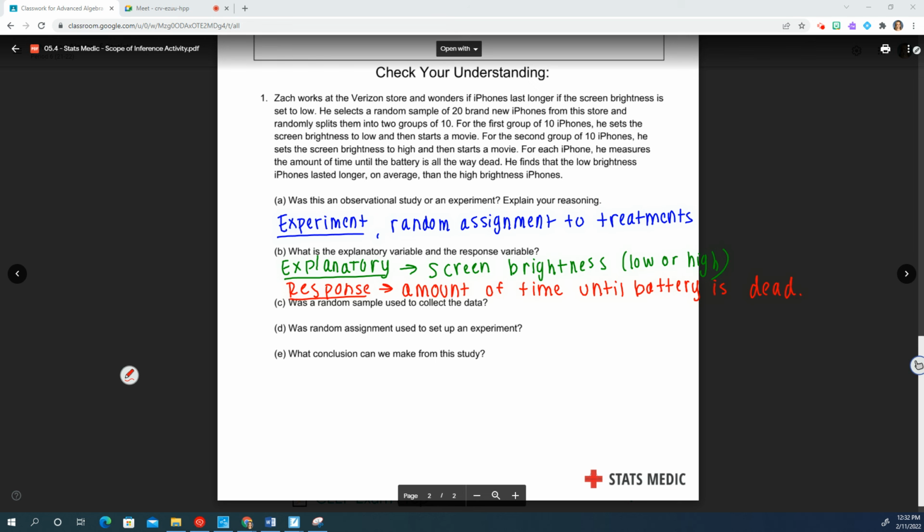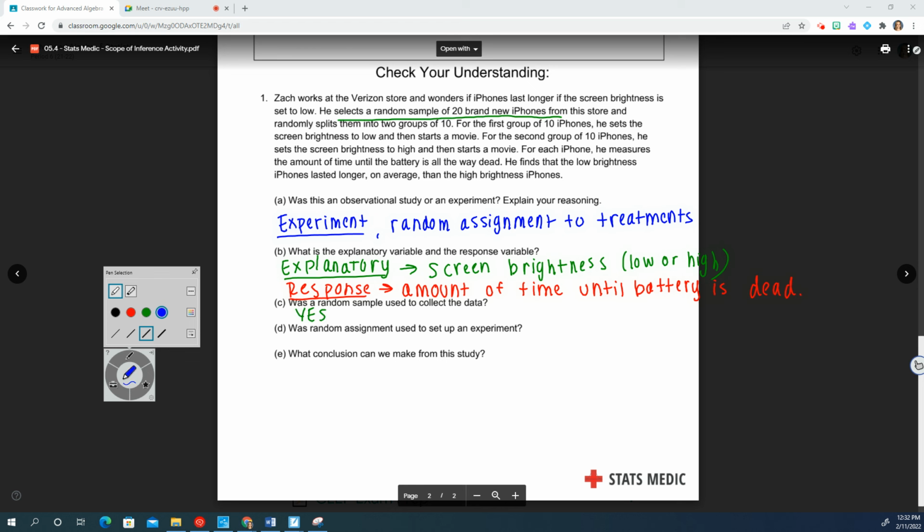Was a random sample used? Yes. He selected a random sample of 20 brand new iPhones. Was there a random assignment used in the experiment? Yes, that was from randomly splitting them into 2 groups of 10.